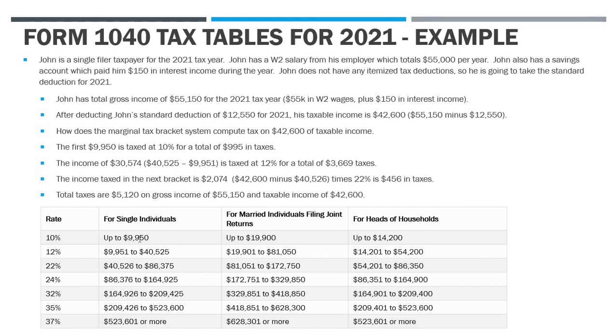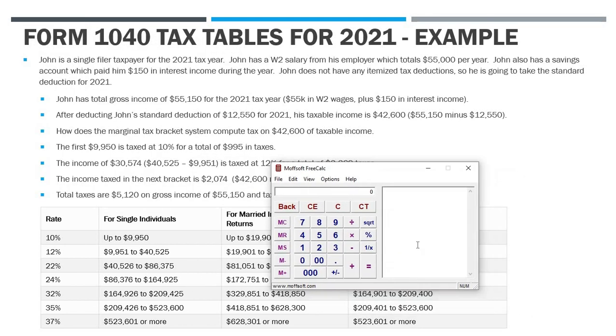Now notice how the $5,120 is a collection of all the taxes within this range, right? So if you're initially doing this and you're thinking, well, my taxable income is $42,600 and I'm in this 22% range, so I'm going to multiply by 22%, which gives $9,372. That is wrong, right? That's not how taxes are computed in the U.S. You compute the tax at each level, okay?